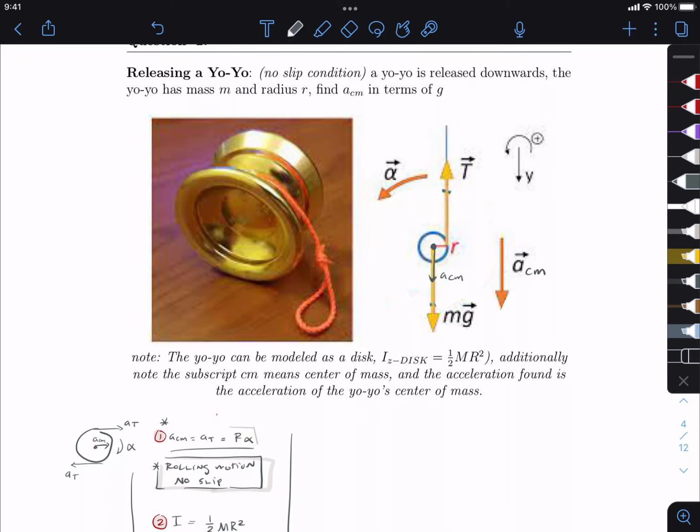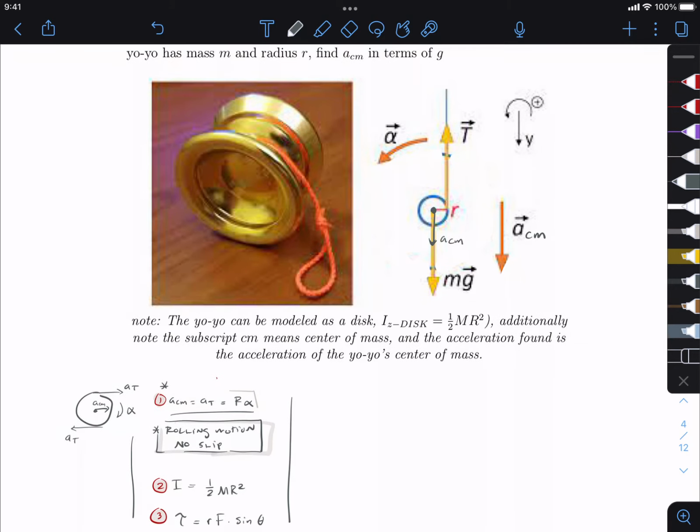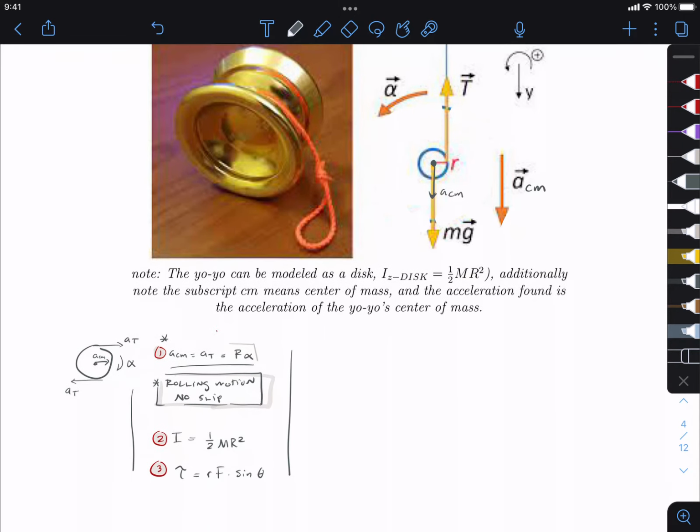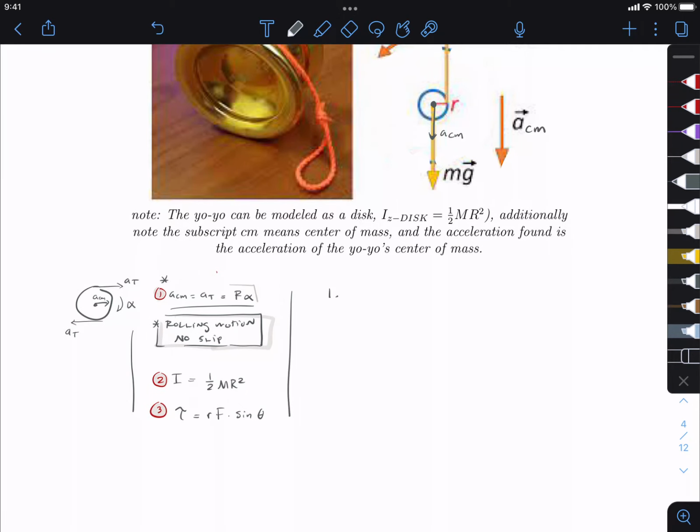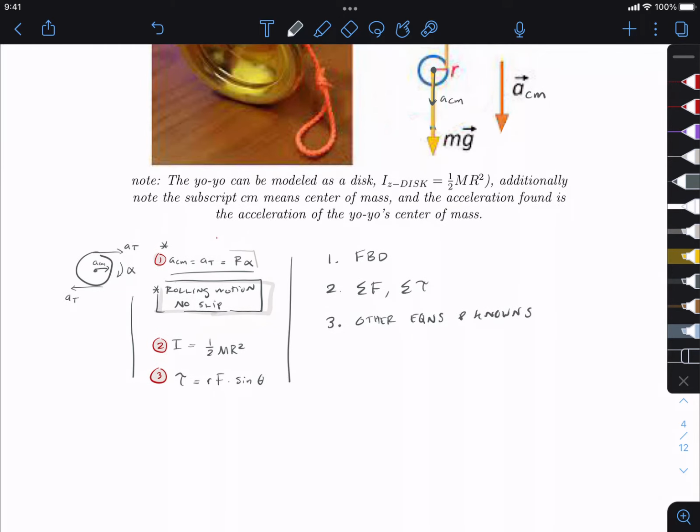All right, so the way we're going to find ACM is we're going to start, systematically, with 1, free body diagram. 2, sum of forces and sum of torques. 3, other relationships, other equations, and knowns, basically anything else. And then 4 is algebra. Okay, so let's go ahead and start with that.